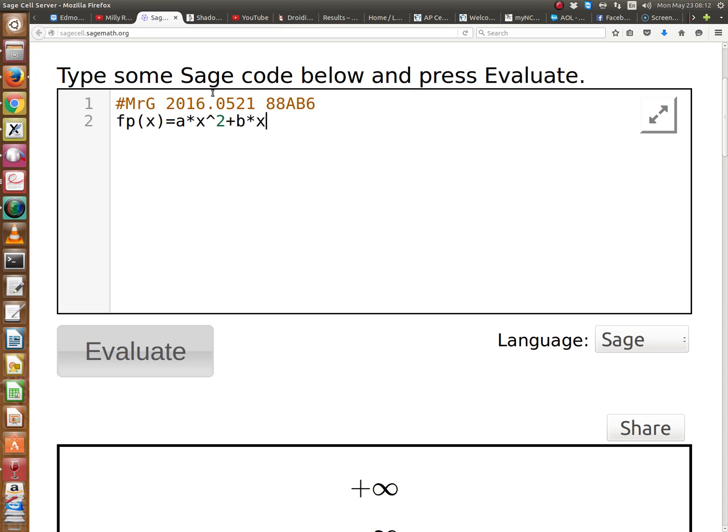Wait, won't it not know what A and B are? I was just going to say, is there a problem with that? Yes. So if we tell it to differentiate that, there's going to be a problem because it doesn't know what A and B are as variables.